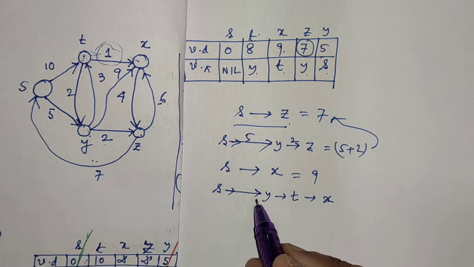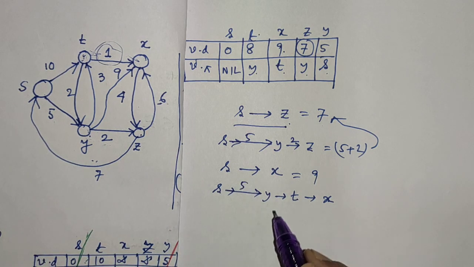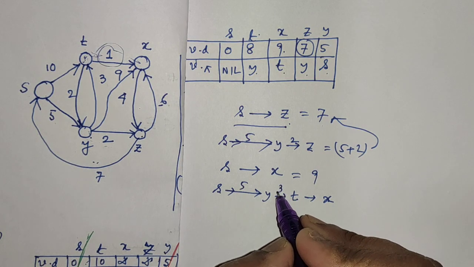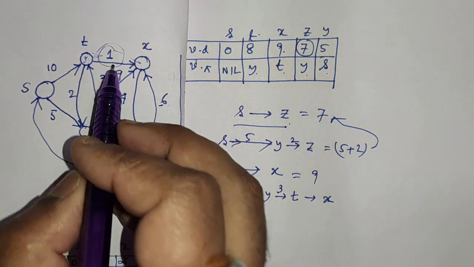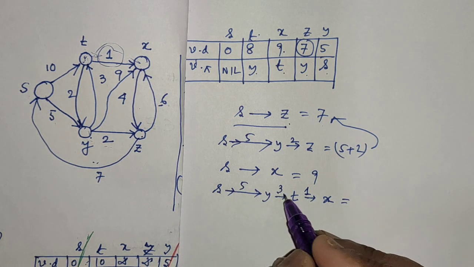What is the distance from S to Y? Go back to the graph. S to Y, it is 5. What is Y to T? Y to T, it is 3. What is T to X? T to X, it was 1. What is the total weight? 5 plus 3, 8 plus 1, 9.